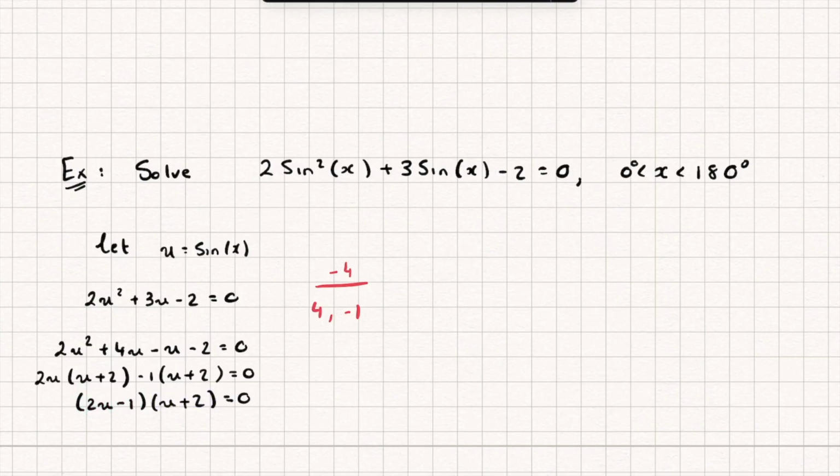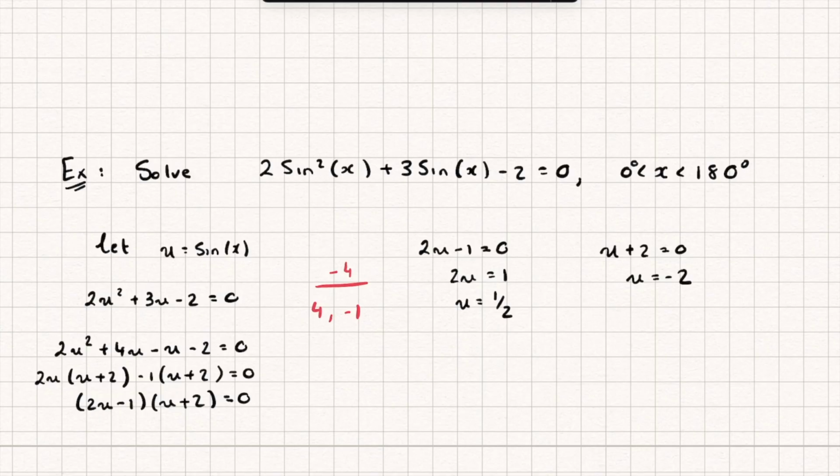And so what is that going to be? Well, 2u minus 1, if that equals 0, I could add 1 to both sides and divide both sides by 2, so that gives me u equals a half. If my other bracket equals 0, I get u plus 2 equals 0. Subtracting 2 from both sides, I get u equals negative 2.